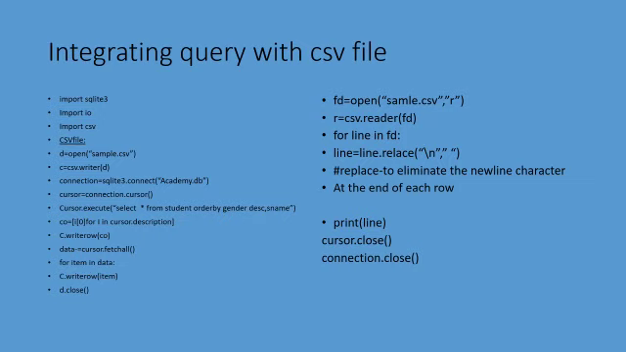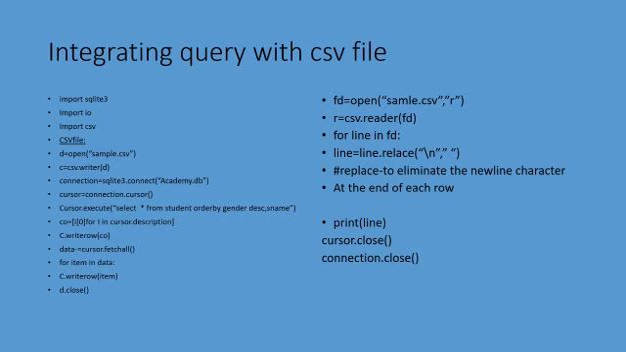So this is how the CSV file gets the query, and the result of the query can be stored separately. Next we can see how to read the CSV file. fd equal to open sample.csv comma r. I am opening the sample.csv file in read mode. Then r equal to csv.reader of fd. The csv.reader is a method used to read the data from fd and store it in r.